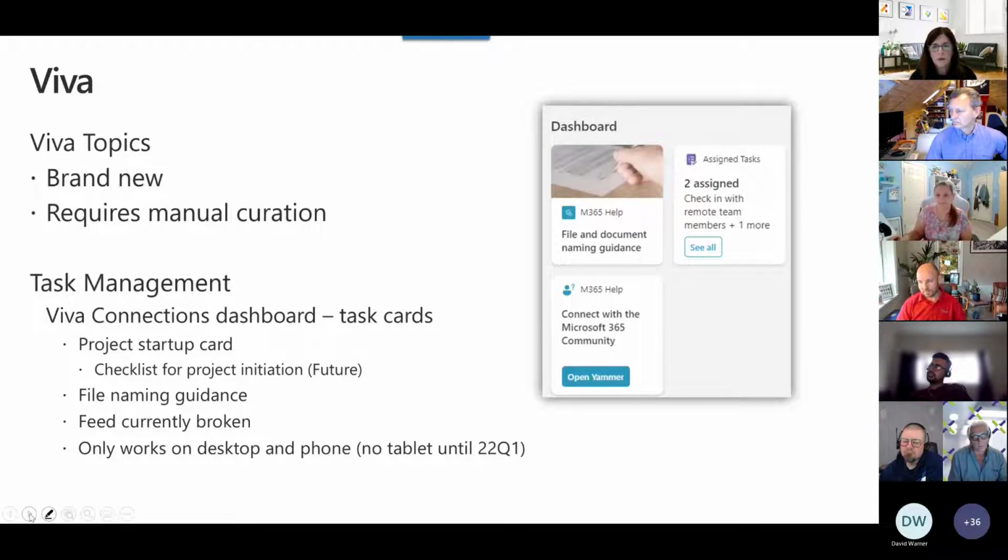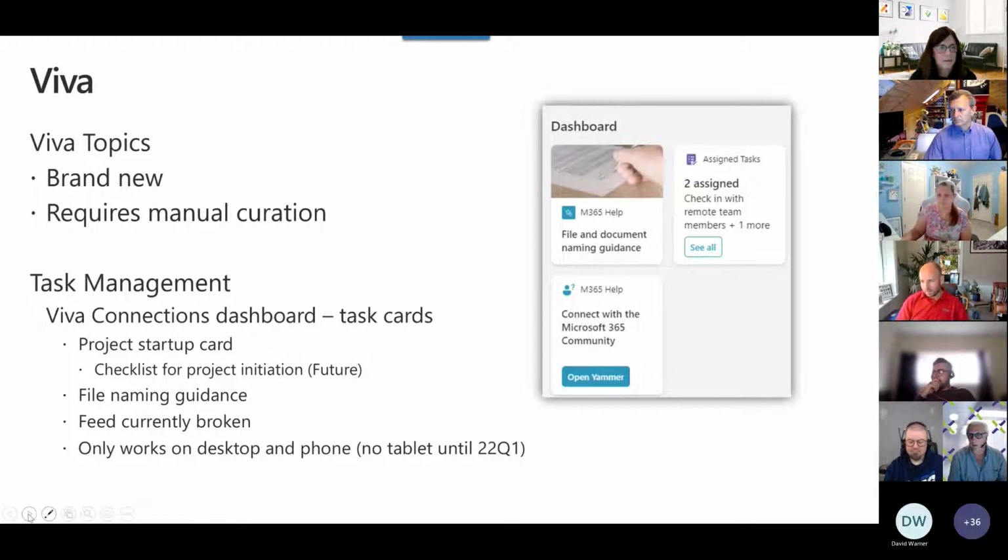Right. This is a screenshot from what I was doing in my own intranet, and one of the things I wanted to do is feature some best practice guidance. That's what the file and document naming guidance is all about, so I wanted to feature that as a card. The other was individual tasks targeted to me, which I think is super important. And the third thing was, you want to bring your collaborative communities front and center. You can also target them: hey, you got a question? Here's a Yammer community that you can connect with as well.